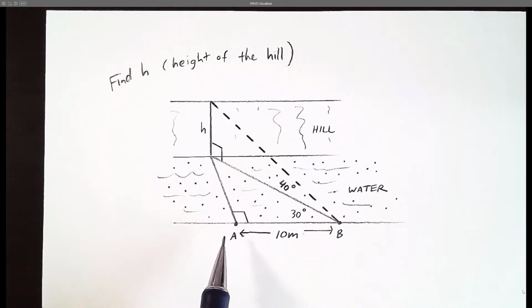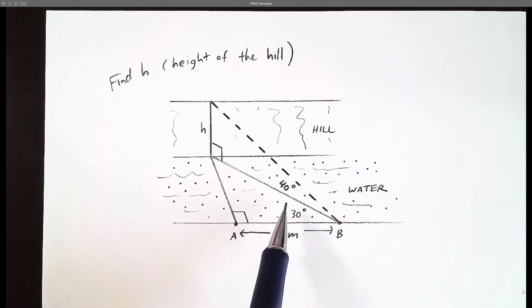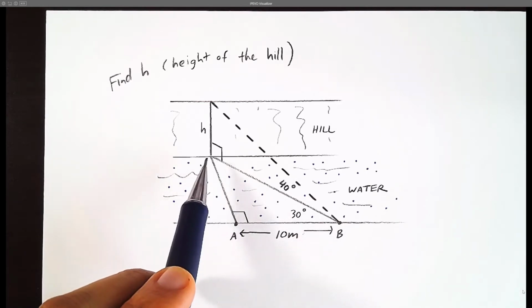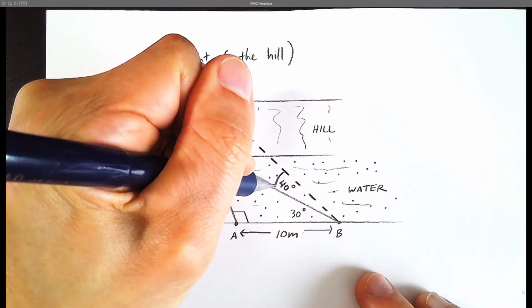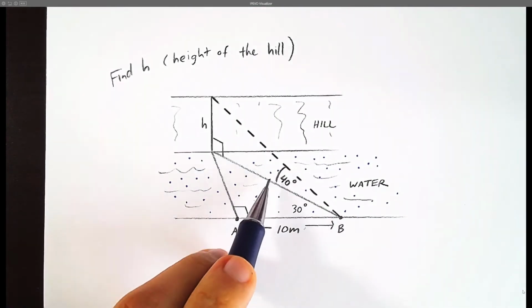And what's given here is that person B is looking straight ahead at person A, and when they rotate their vision a little bit to the right at 30 degrees, they see the base of the hill. Now person B also is tilting their head up. They're tilting their head up at an angle of 40 degrees.